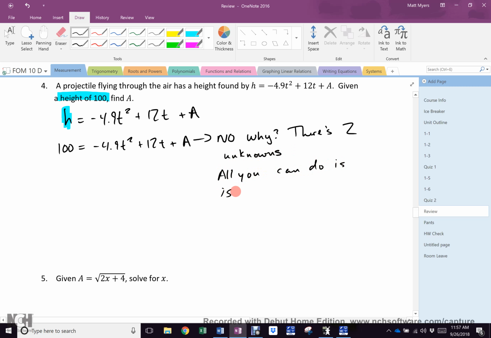is isolate a. So this is negative 4.9t squared, so I add 4.9t squared. This is positive 12, so I subtract positive 12t. Since I added 4.9 to this side, I have to add it to this side, 4.9t squared. Since I took away 12 there, I have to take away 12 there. And there's already 100 on this side. All of that equals a. And that's done.